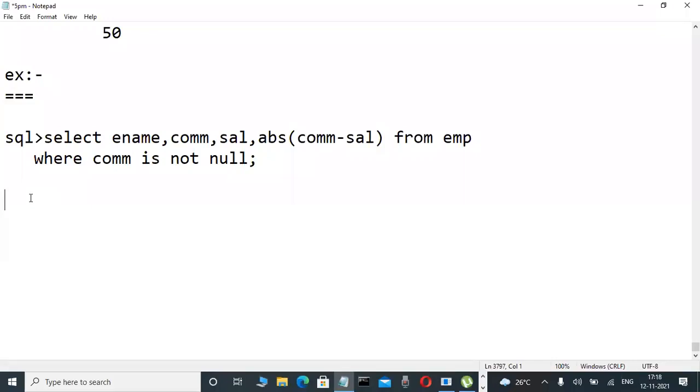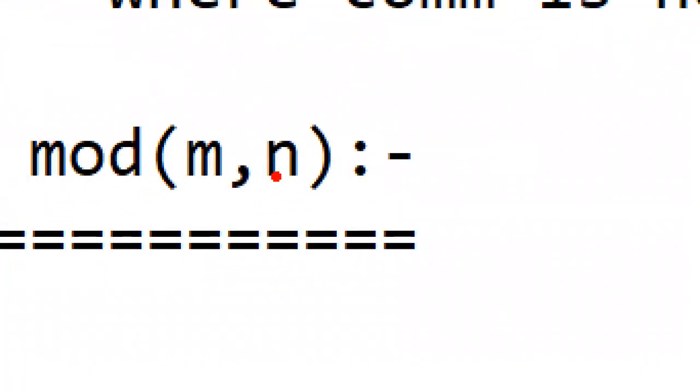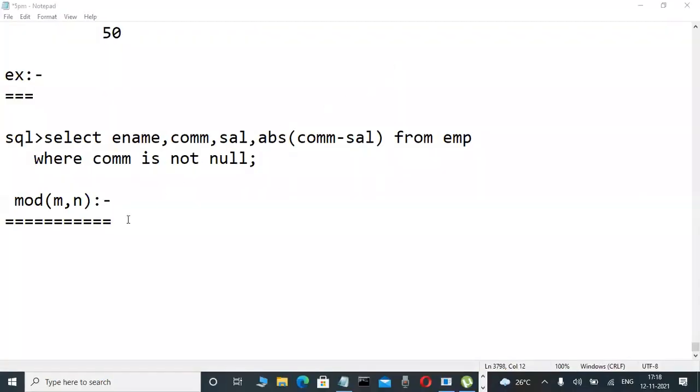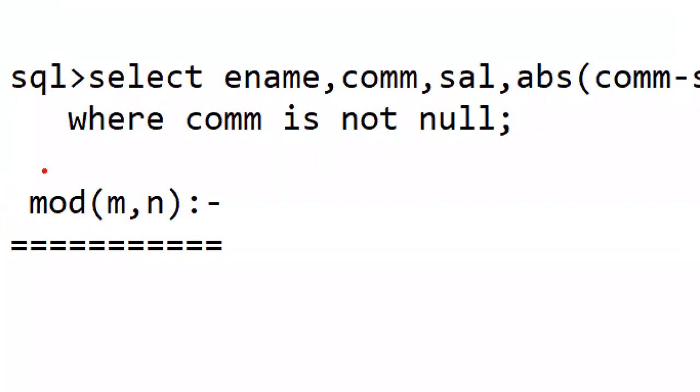What is that? The first important one: MOD is very, very important. MOD of m comma n. This is most powerful. Write it. MOD, and within the parenthesis m comma n. Two parameters: x comma y, a comma b, p comma q, anything. What does MOD mean? Put a star, very important.